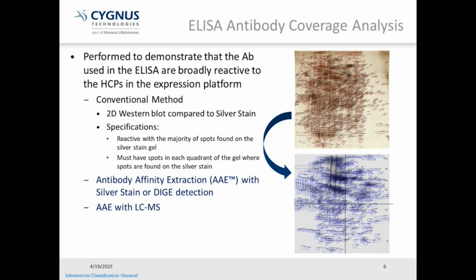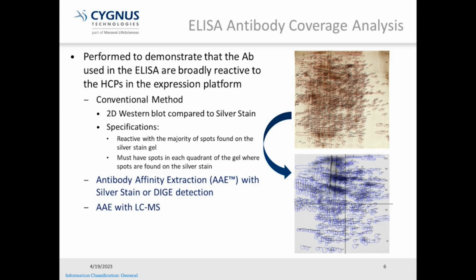The percent antibody coverage is determined by aligning the two images and determining the number of spots detected by silver stain that have a corresponding Western blot reactive spot. The broadly reactive antibody must react to a majority, or greater than 50%, of the total host cell proteins recognized in all quadrants of a gel.